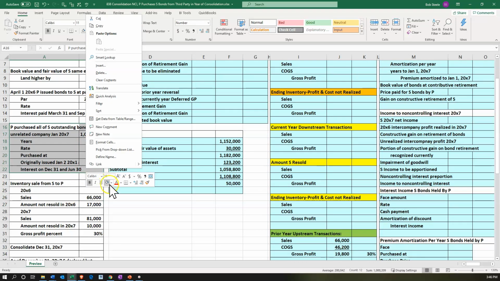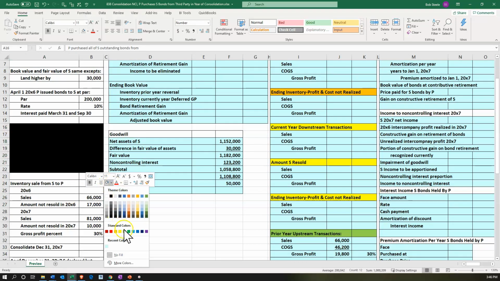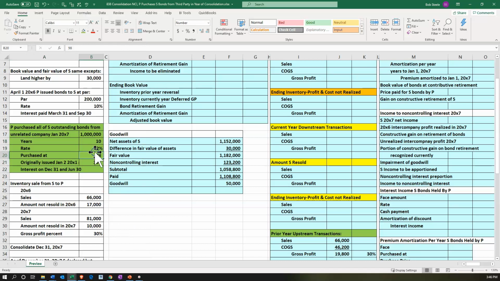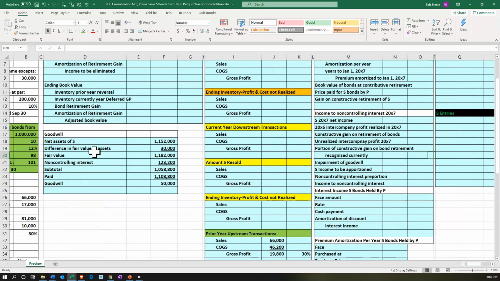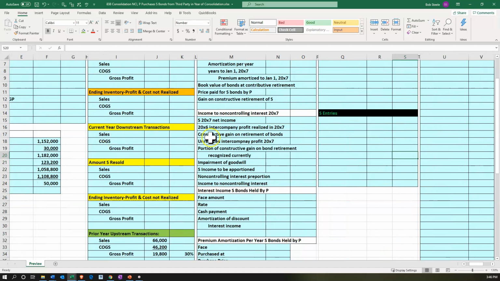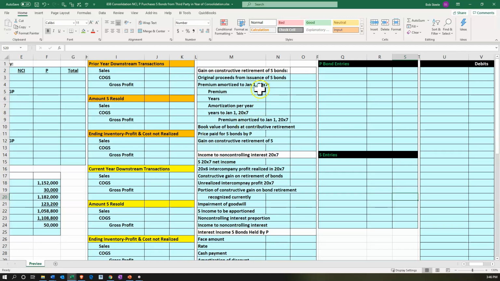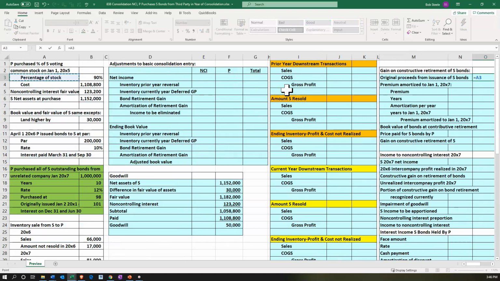So this is the funny one. This is the one that's confusing, because they didn't issue them. P purchased bonds that S originally issued to someone else, and then P purchased them from the third party, which, they just shouldn't do that because it's confusing. But in any case, we're going to say now the original proceeds from the issuance of S bonds, premiums amortized, are going to be this. So the original proceeds when the original bonds went out, not the intercompany transaction.